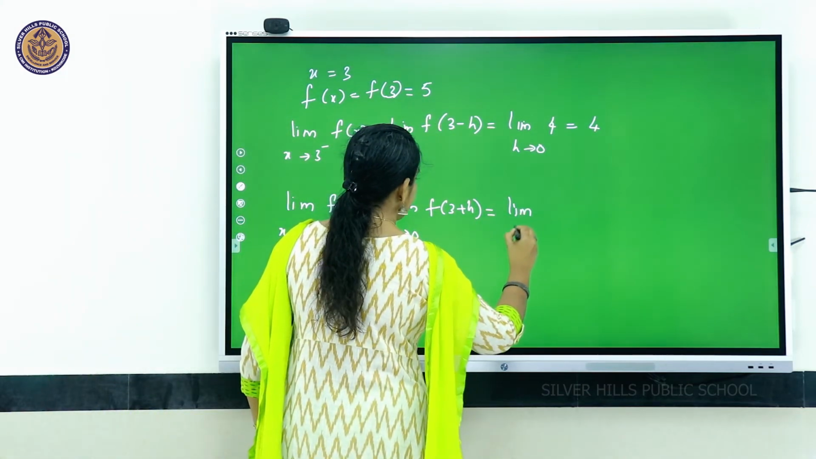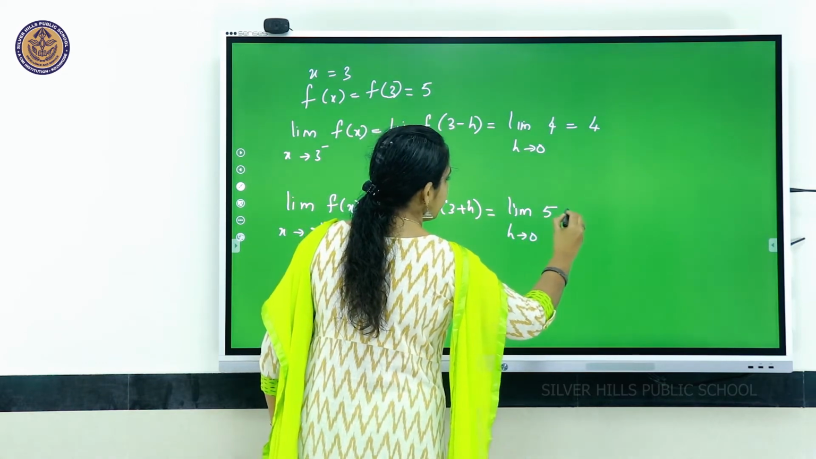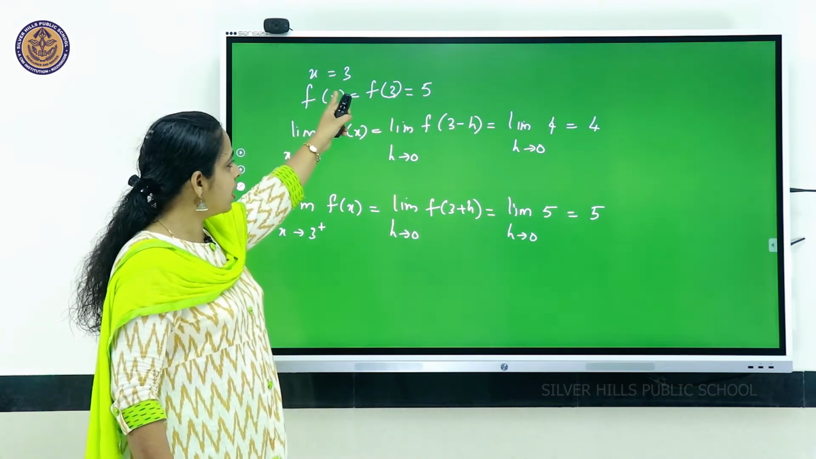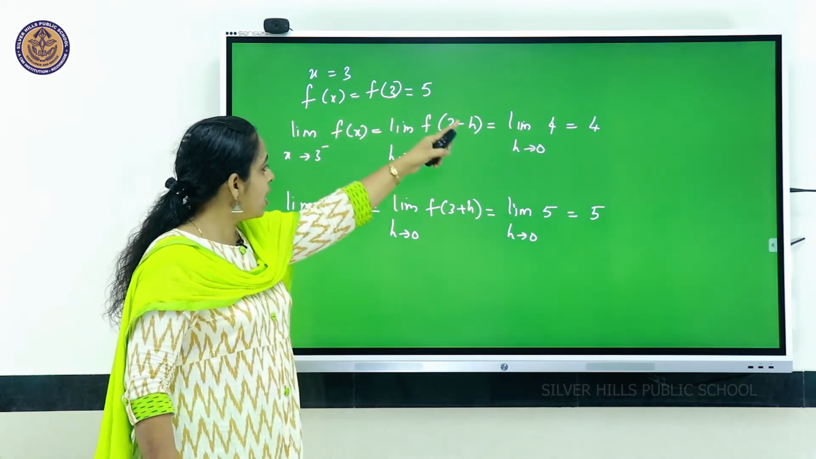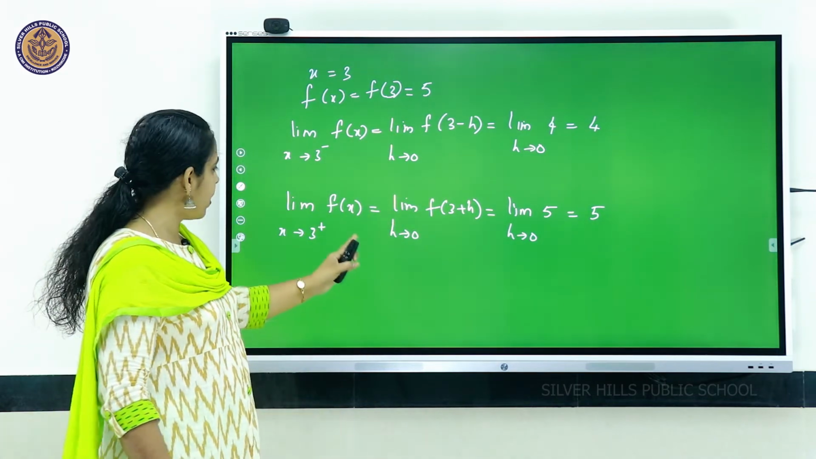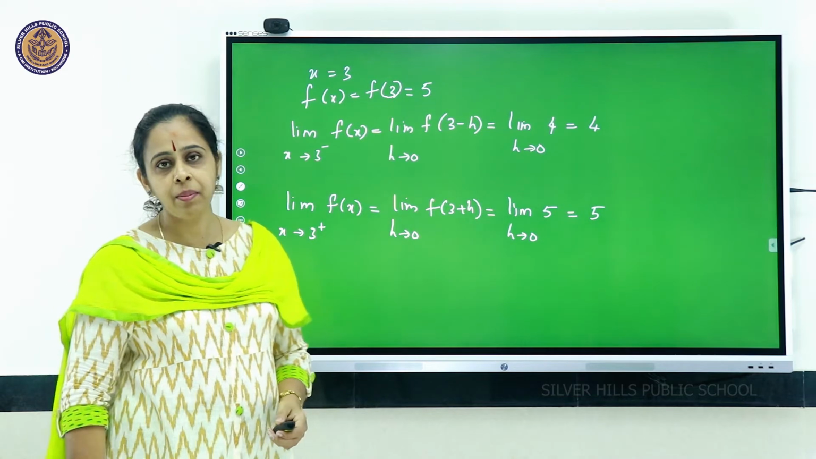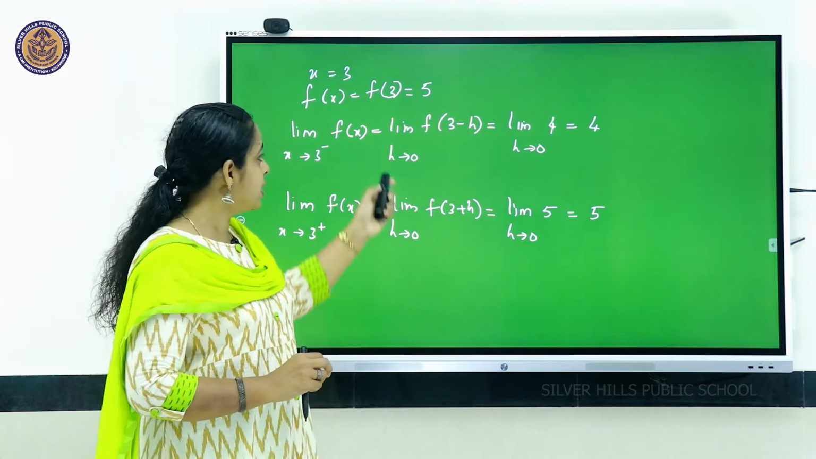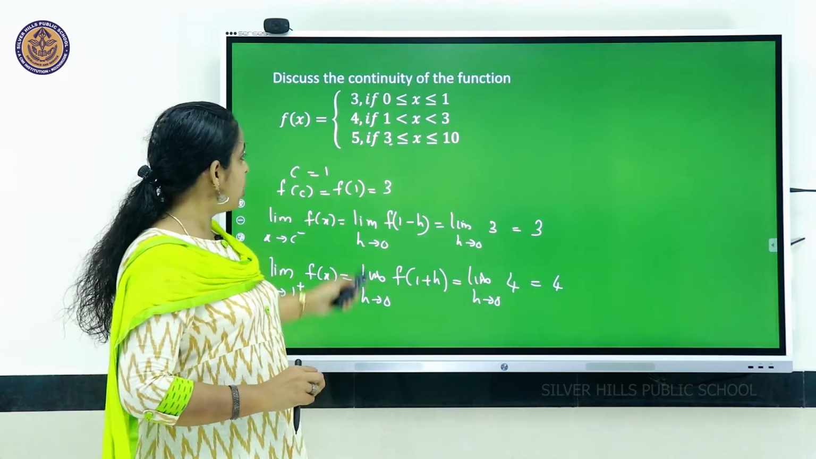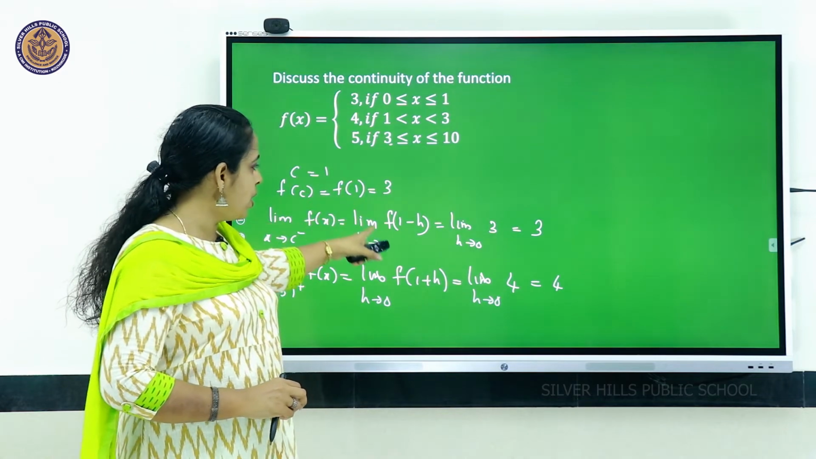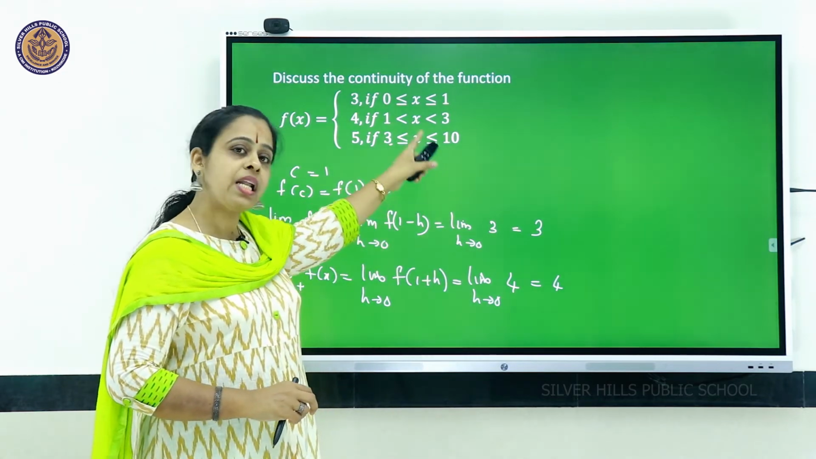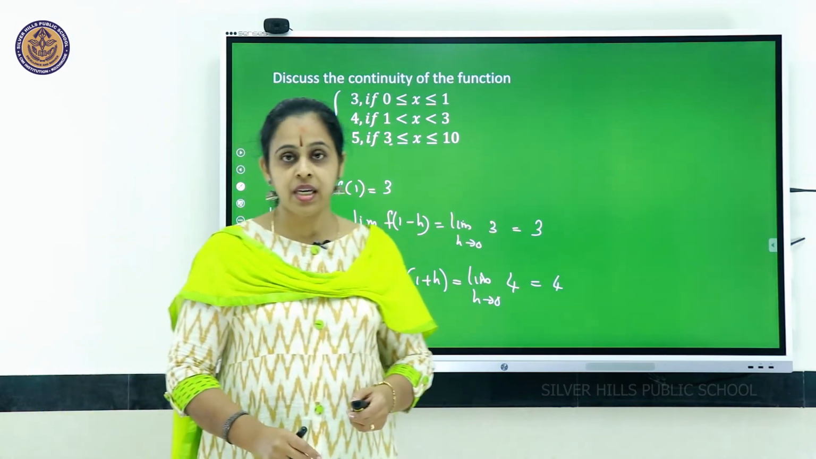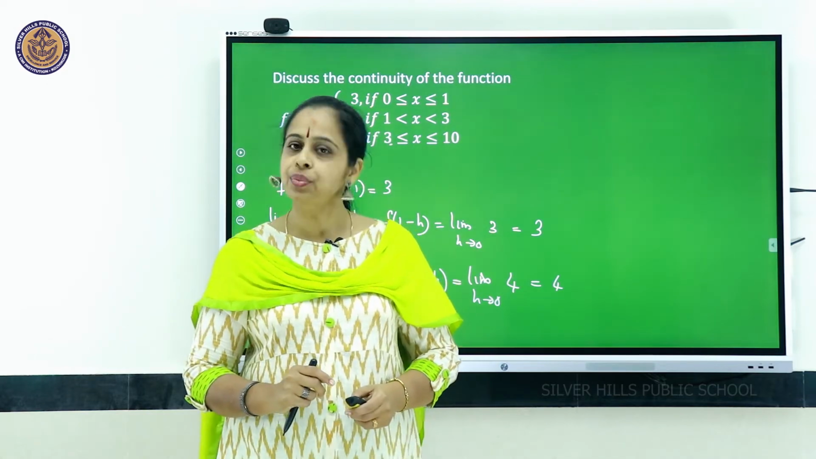Limit h tending to 0, the answer is 5. Here also we can see that at 3, the value is 5, the left hand limit at 3 is 4 and the right hand limit is 5. They are not the same. So what can we conclude? The function is discontinuous at x equal to 3. So in total, at 1 it is discontinuous and at 3 also it is discontinuous. So there are 2 points of discontinuity, x equal to 1 and x equal to 3.